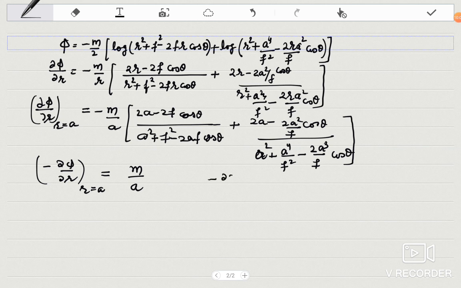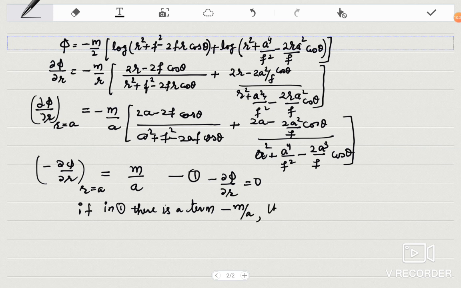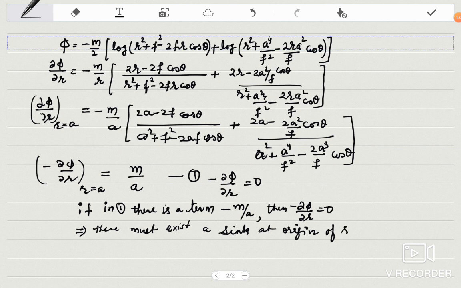Now what we want? We want minus delta phi by delta r to be 0. It simply means there should be minus m upon a here in this expression, in expression 1. So if in 1 there is a term minus m upon a, then delta phi by delta r will be 0. And what does this term represent? It represents a sink. And where should that sink be? That sink should be at the origin. This implies there must exist a sink at the origin of strength m.